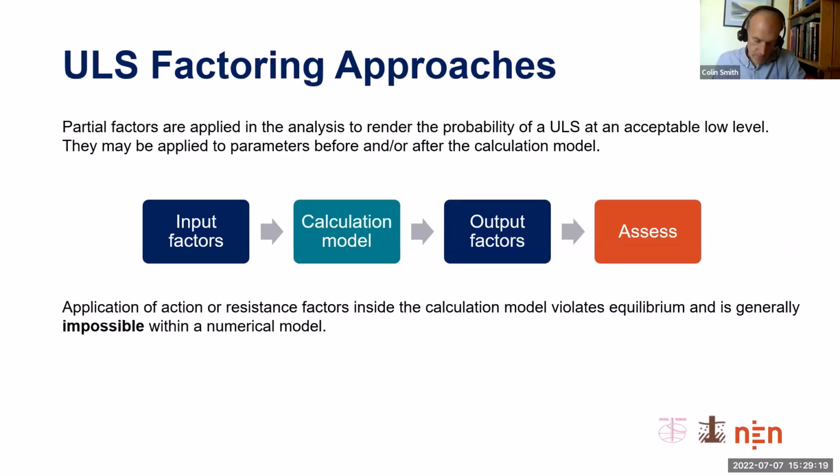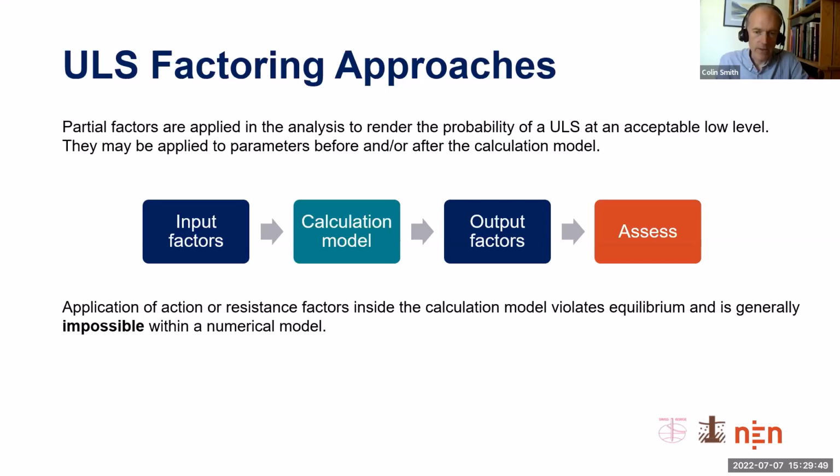So if we now just take a step back and recap on ULS factoring approaches. The reason, of course, we're applying partial factors is we're trying to render the probability of an ultimate limit state to be at an acceptably low level. And so generally, we're trying to apply the factors at source, appropriately, to the parameters that are causing the uncertainty.